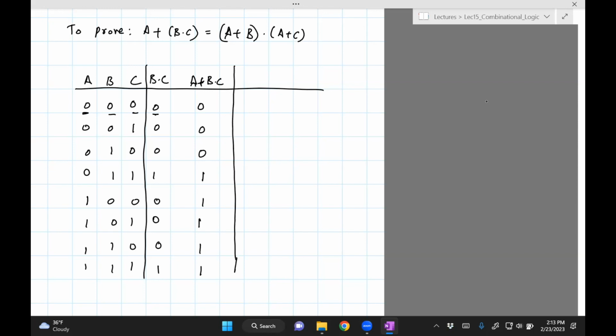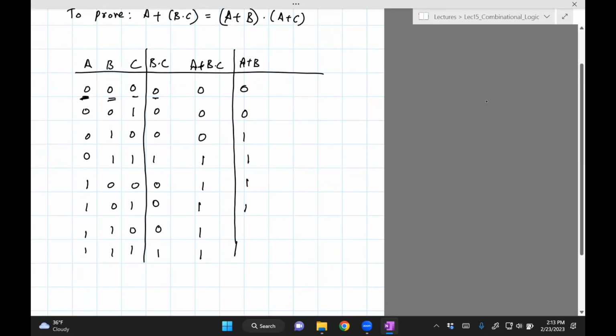Let's get the other one. Easier to do A plus B first, and then A plus C, and then we'll do the multiplication. So A plus B is 0, 0, 1, 1, 1, 1, 1, and 1. Let's do A plus C. So 0 plus 0 is 0, 0 plus 1 is 1, and so on. 0, 1, 1, 1, 1, 1.